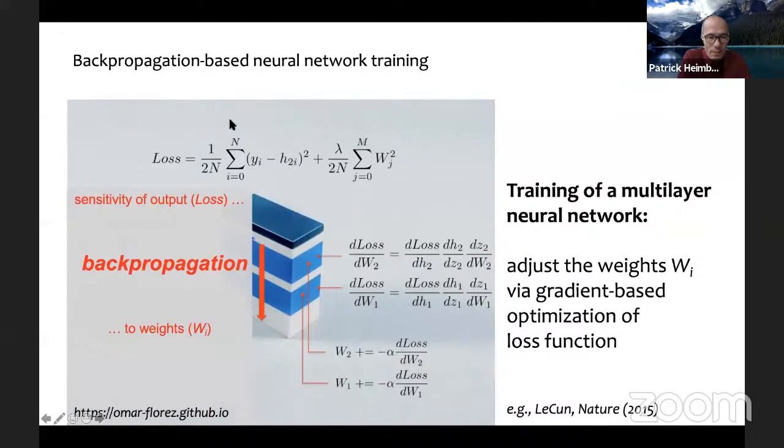This is done through a method called backpropagation, and there's a review of this by Yann LeCun in Nature 2015. What you basically want to do is adjust weights in order to train this network. The way you adjust these weights is you compute the gradient of this loss function with respect to all of these weights, and you do a gradient-based optimization.